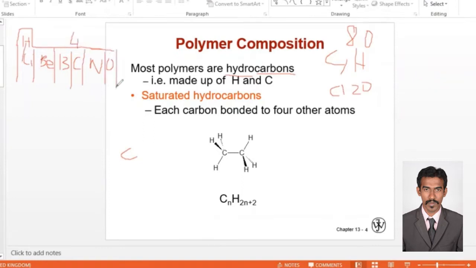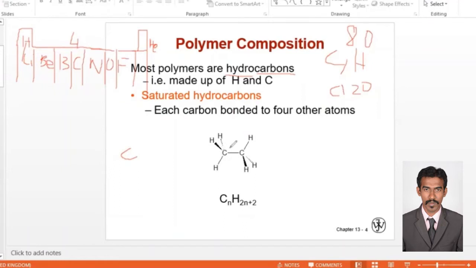Nitrogen, oxygen, fluorine, and neon will be there, but we will stop only with carbon. The valency of carbon is 4, which means it can form only 4 bonds. Carbon can form only 4 bonds since it is in the fourth group: 1, 2, 3, and 4.